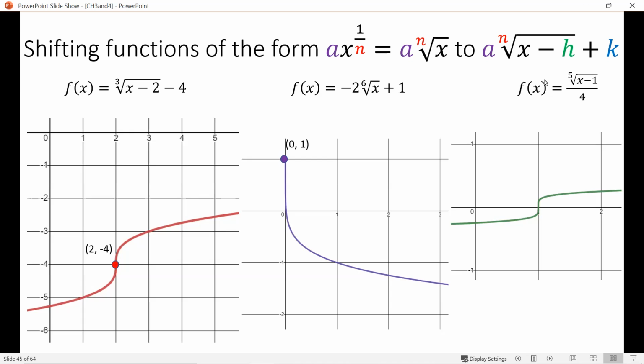For our last guy, notice that our a is 1/4, so we're opening really flat. We are a 5th power, which is odd, so we open in both directions, and this x minus 1, that -1, shifts us to the right by 1.